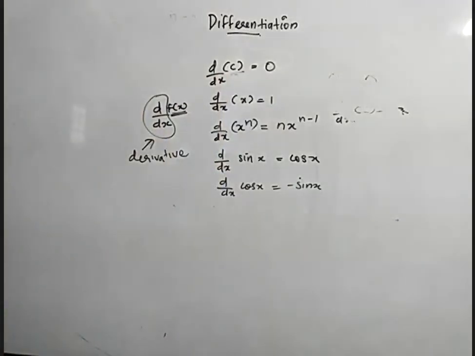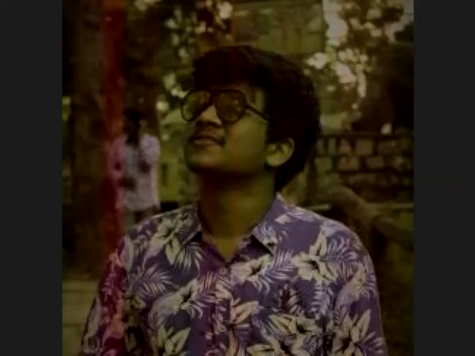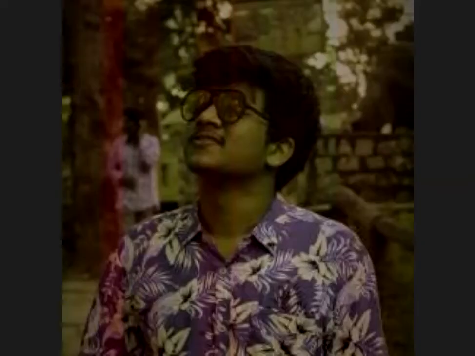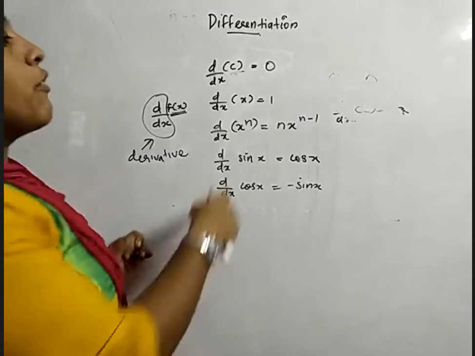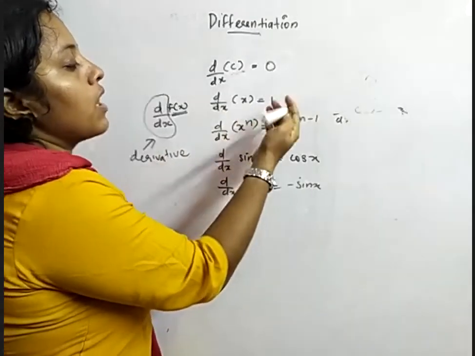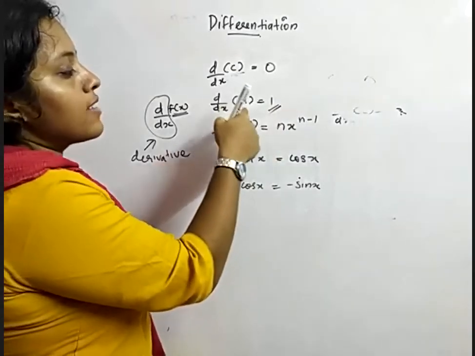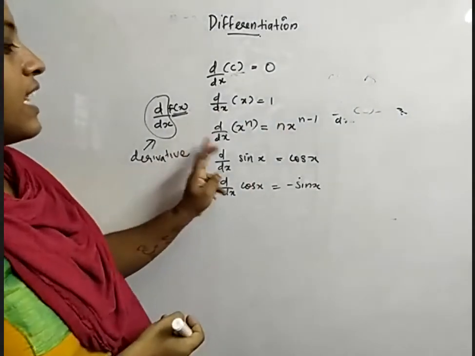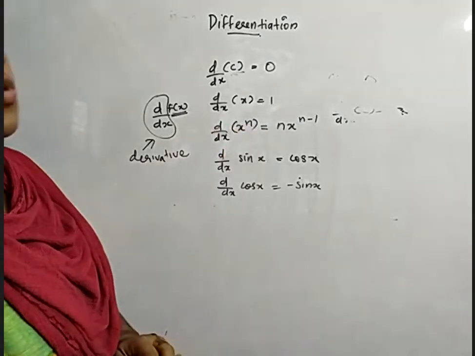Please note this down, or it is there in your NCERT textbook summary. You will get all these equations. Constant derivative is 0. Then what is the derivative of x with respect to x? It is 1. Then the derivative of x raised to n is nx raised to n minus 1.